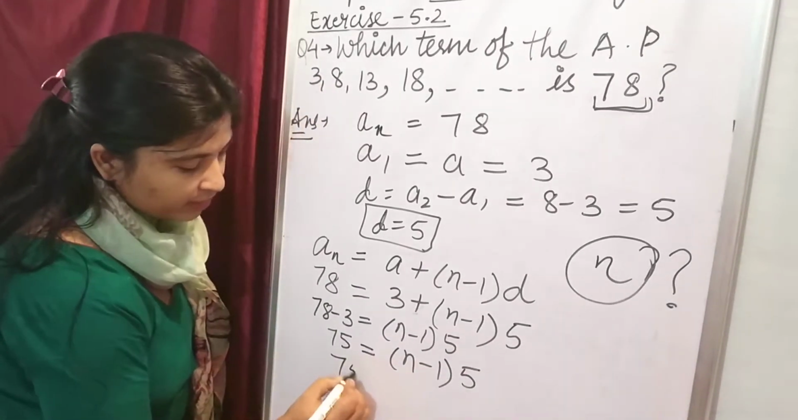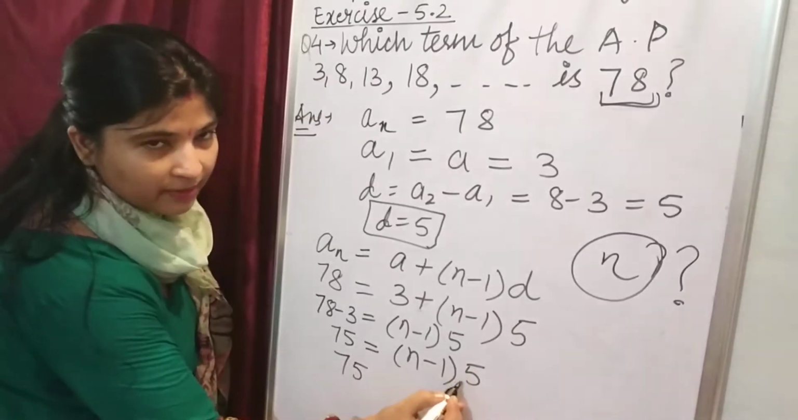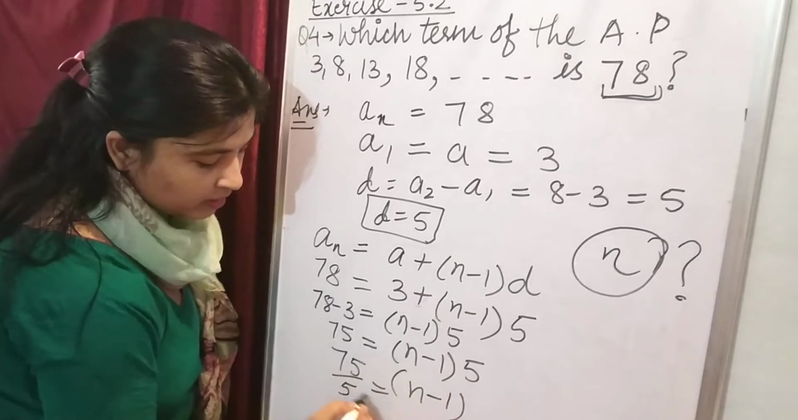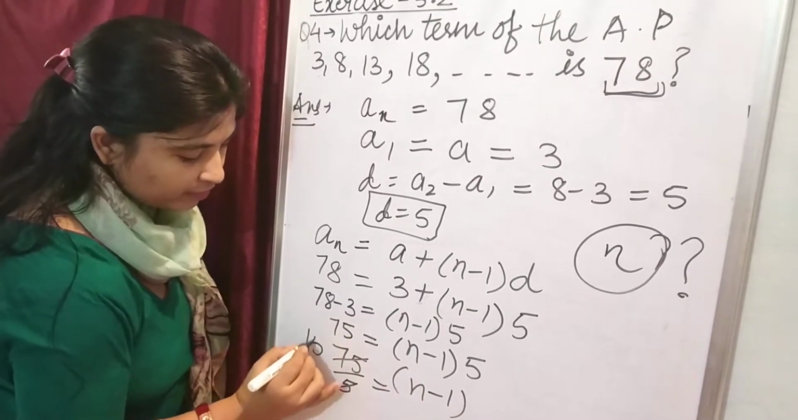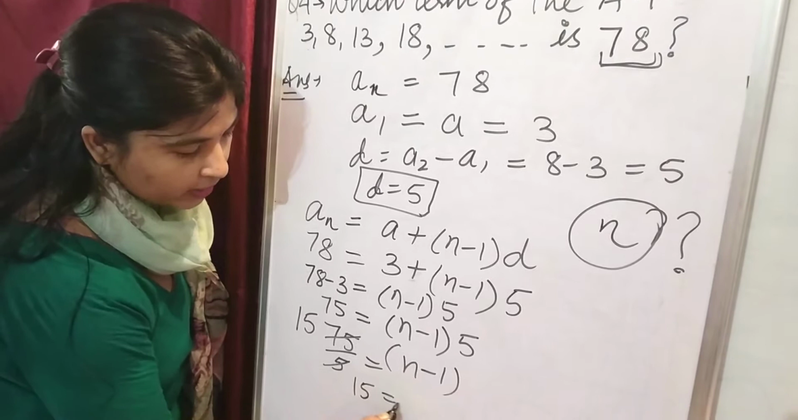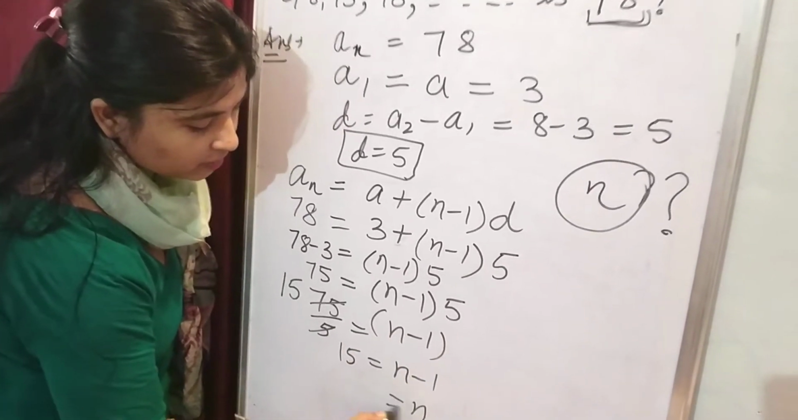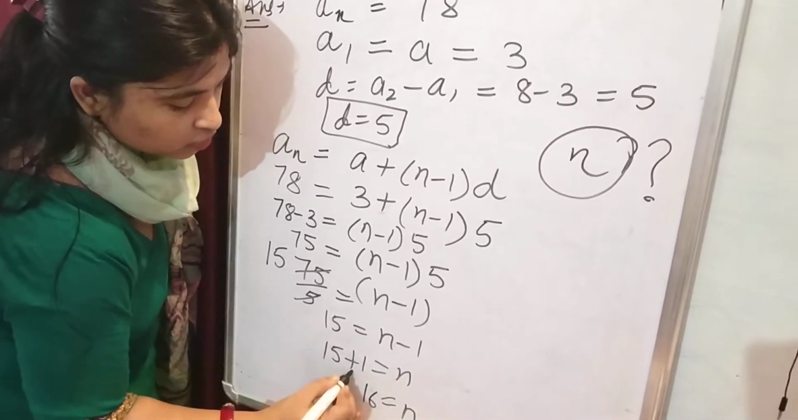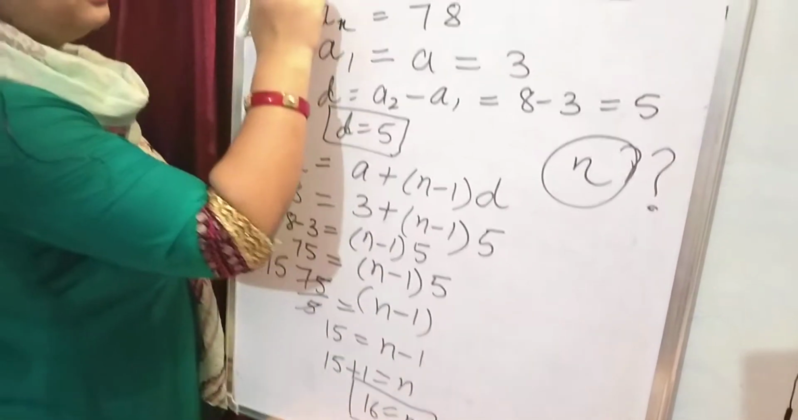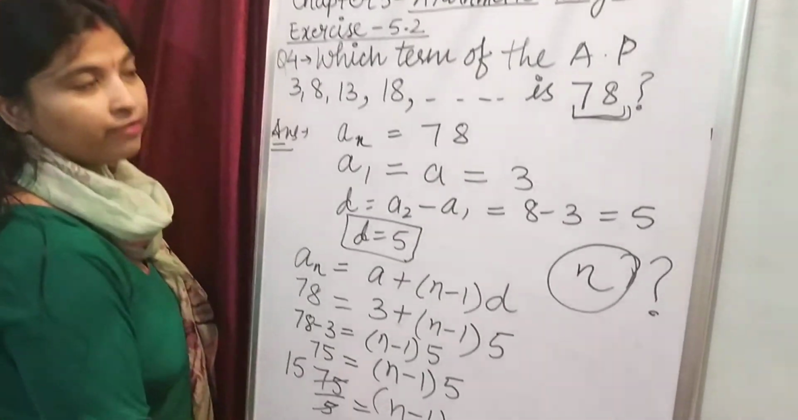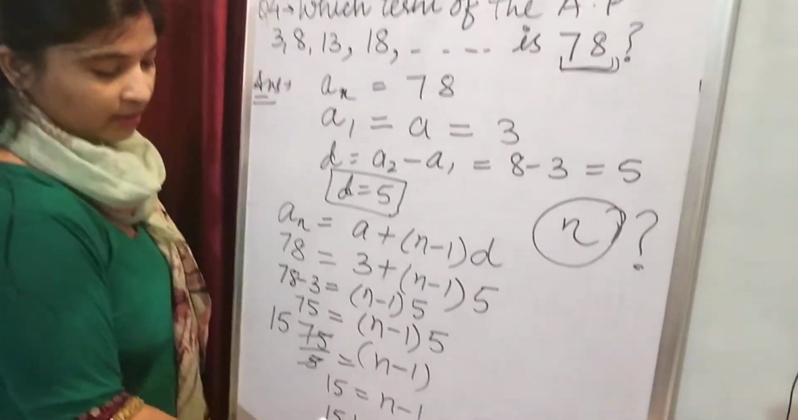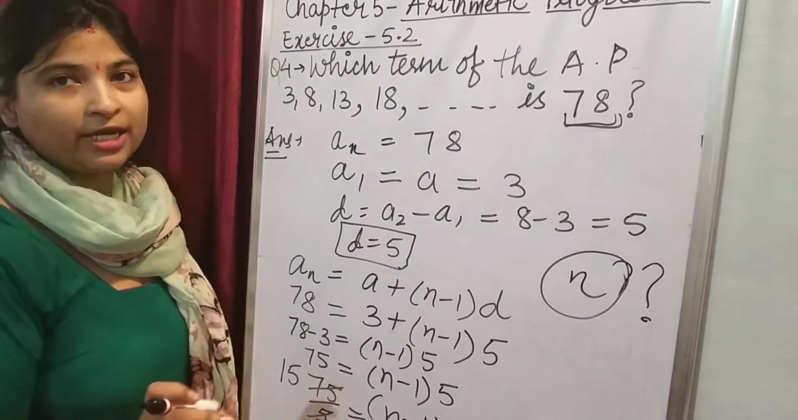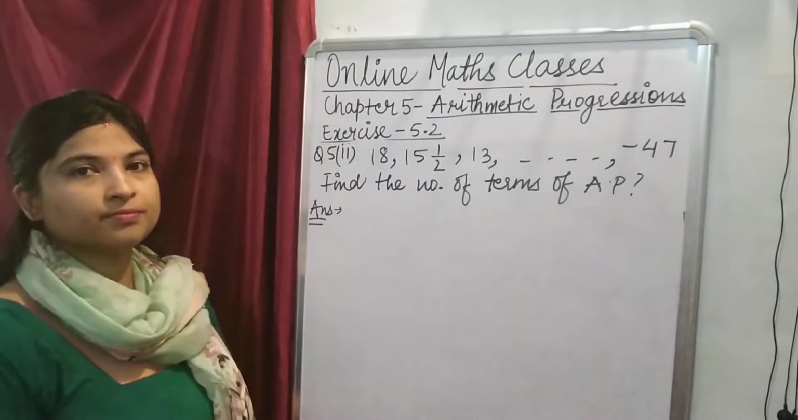Okay. So 75, this 5 is in multiply, so this side it will come and divide. So this will be your N minus 1. 75 divided by 5 is 15, equal to N minus 1. So can I say N is equal to 15 plus 1, and that is N equal to 16. So which term of the AP? The 16th term of the AP is 78. Okay, in this way you have to solve this.